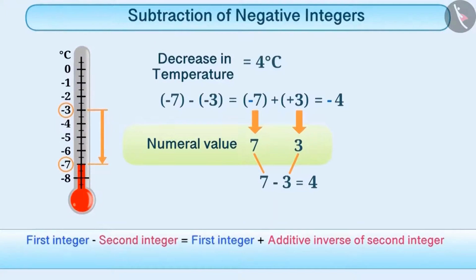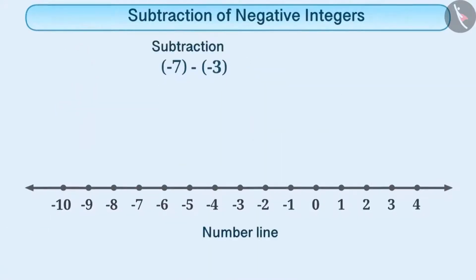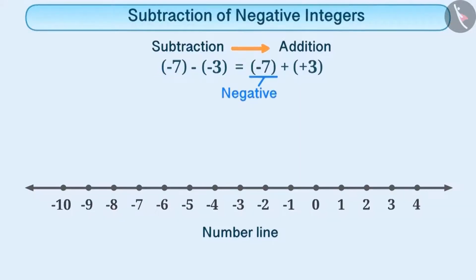We can also perform the subtraction of these numbers on the number line. Here also, we will convert the operation of subtraction into operation of addition. That means, in the place of -7 minus -3, we will write -7 plus +3. Now, the first number is -7. Since this is a negative integer, we will move 7 steps to the left side of 0. By doing so, we will reach the number -7.